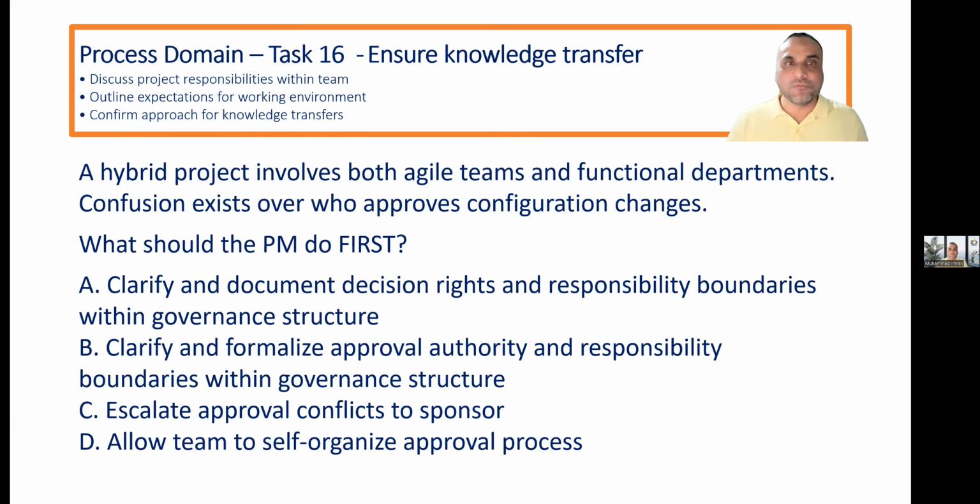A hybrid project involves both agile teams and functional departments. Confusion exists over who approves configuration changes. What should the PM do first?